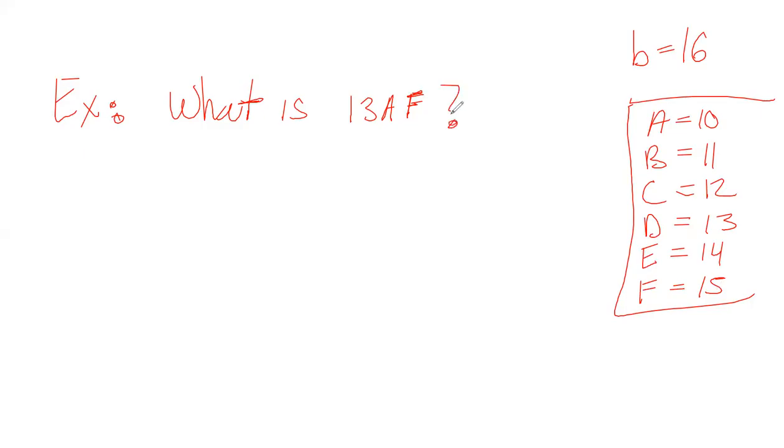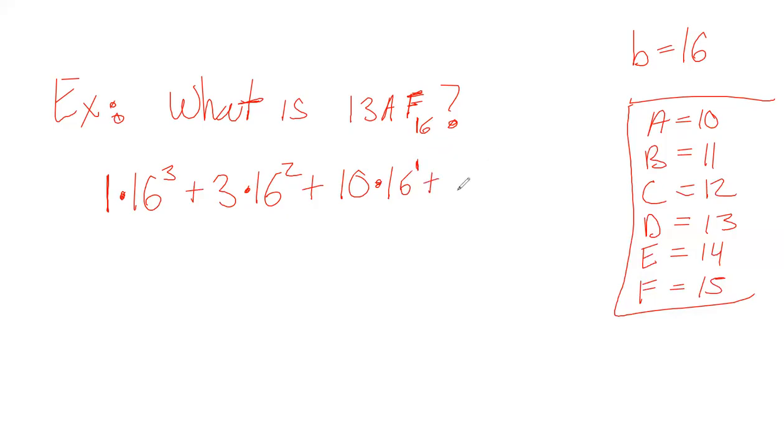And so writing this out, determining what this is, again, this is base 16, hexadecimal. We can write out this number using our polynomial expansion. So we have 1 times 16 to the 3, plus 3 times 16 to the 2, plus, right, A is 10, 10 times 16 to the 1, plus 15 times 16 to the 0. And with a little bit of arithmetic, now we get, feel free to check me, 5,039.